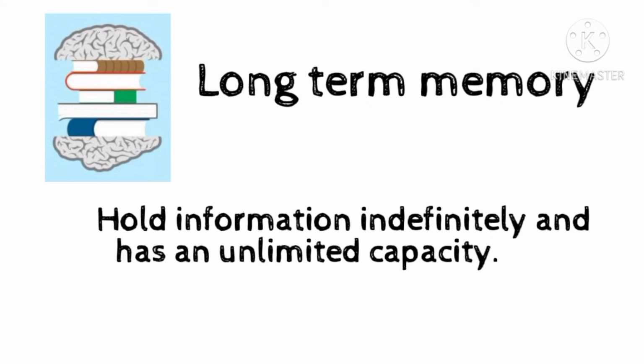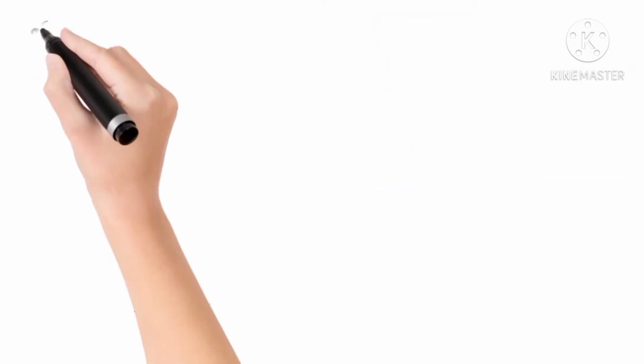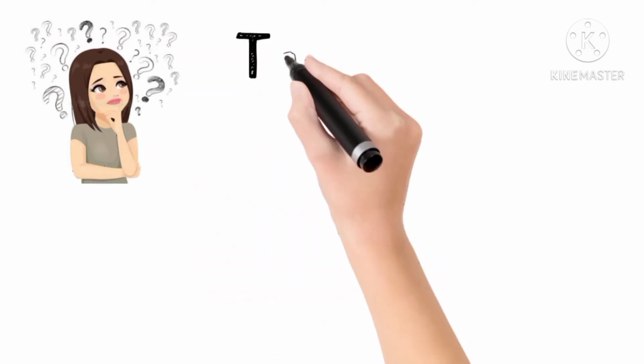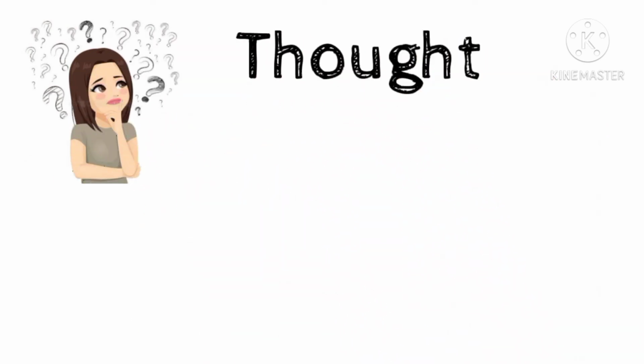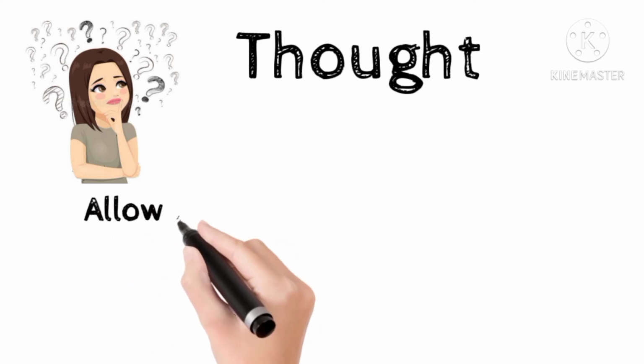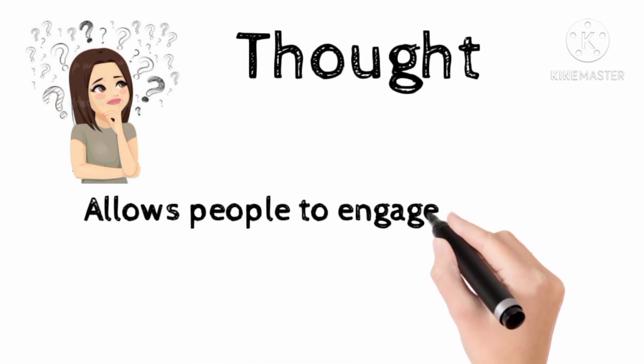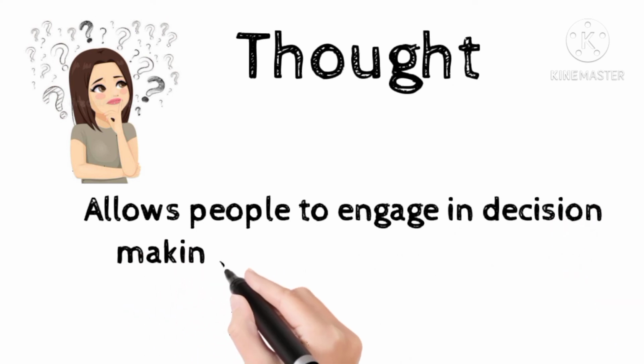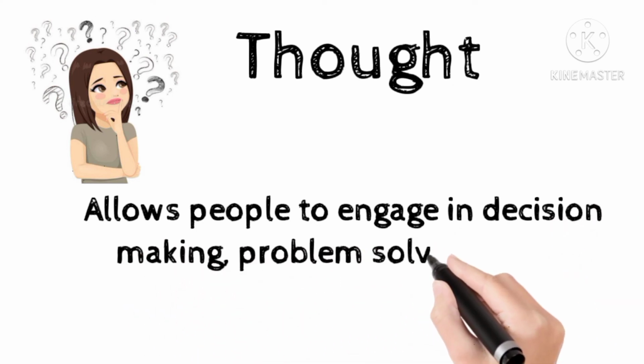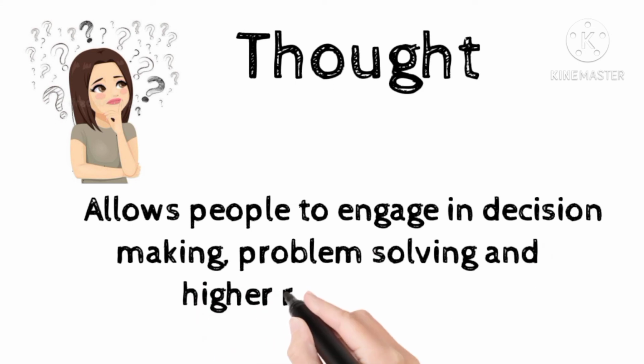The last part of cognitive processes is thoughts. The word thought is defined as an idea or opinion produced by thinking or occurring suddenly in mind. This is a very important part of cognitive processes because it allows people to engage in decision making, in problem solving, and higher reasoning.